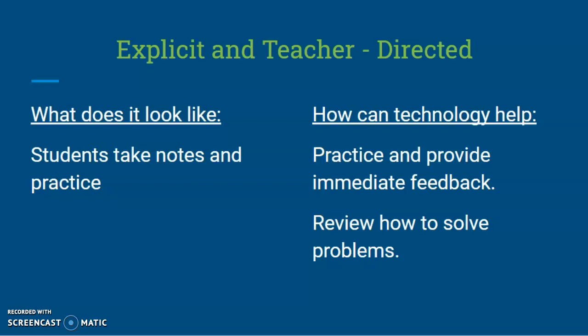Technology can be useful for this strategy because there are technology programs that students can practice that will give immediate feedback to the students so they know if they did something right or wrong, as opposed to them doing an assignment out of the book and they don't know if it's correct until the teacher is able to check it for themselves. Also, technology programs can not only provide the feedback of is it correct or not, but can also show students how to solve the problems, as well as video such as YouTube or Khan Academy, where students can review and relearn how to solve problems.